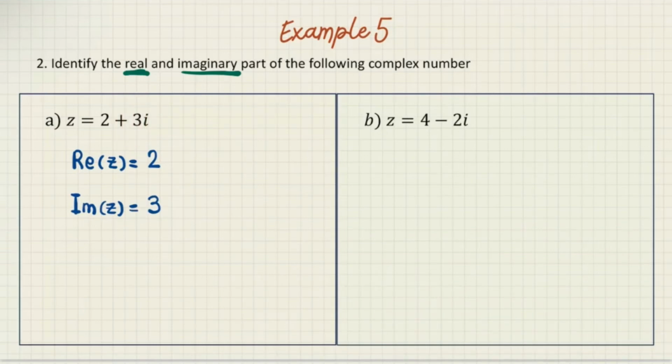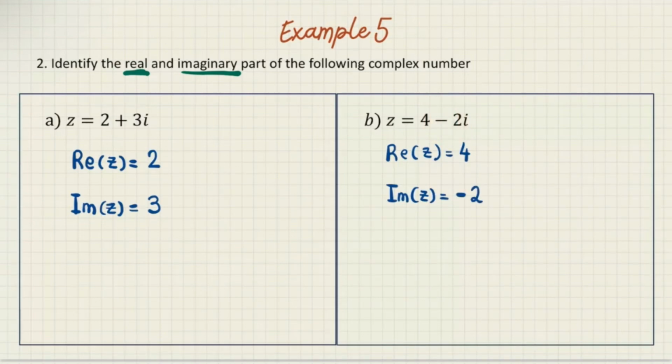And then same goes to B. So the real part will be 4 and the imaginary part will be equals to negative 2. Okay, kenapa negative 2?